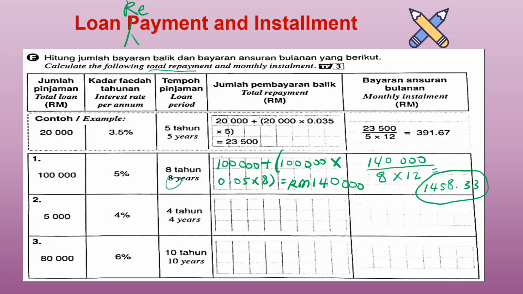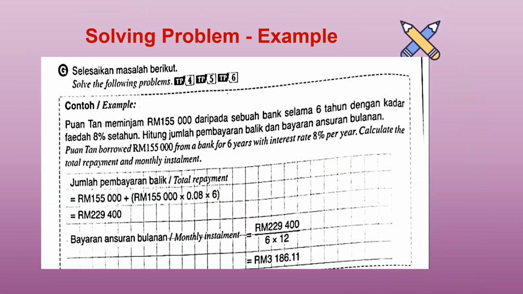So number two and number three, you do on your own. Here is the example on problem solving. Let me read for you. Puan Tan borrowed 155,000 from a bank for 6 years with interest rate 8% per year. Calculate the total repayment and monthly installment. The method is the same as the previous slide.